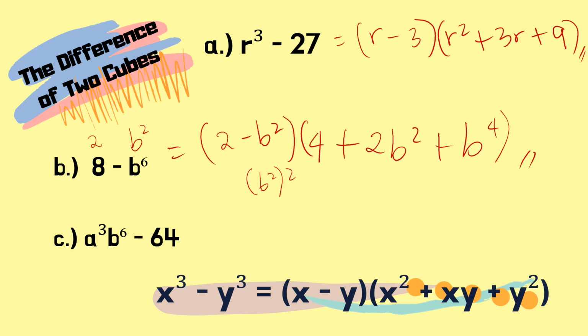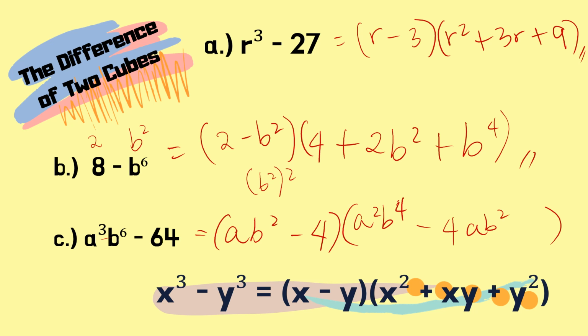Okay. And for the last example, for the difference of two cubes, for the last example of part 3 of factoring polynomials, we have a cubed b raised to 6 minus 64. Parang same to ng given kanina, but nagkaiba lang sa operation. So, tama. The two numbers would be ab squared minus 4. That will be the binomial factor. How about the trinomial factor? Okay, so we have a squared b raised to 4, and then minus 4, so minus 4ab squared.